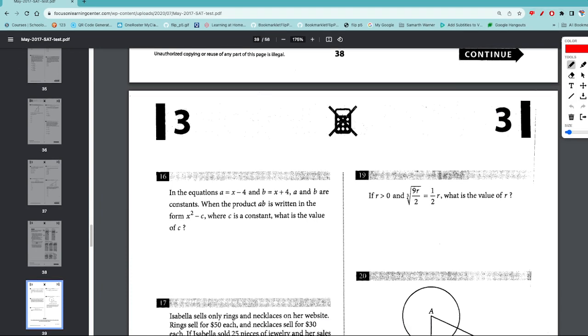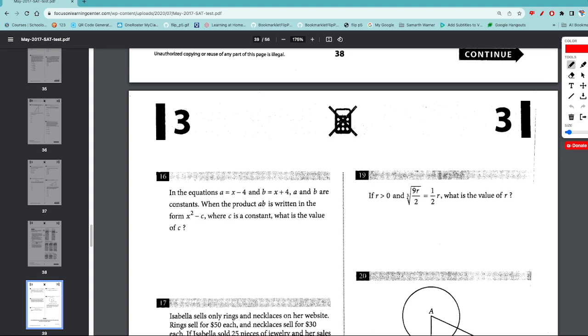19. What is the value of r? Okay, well, why don't we cube both sides first? So we get 9r by 2 is equal to r by 8. And this is just times 4, right? We can multiply this by 4. So it becomes the same thing. So 36r equals r. That doesn't really answer the question. How do we find the value of r? R is greater than 0. What is the value of r?